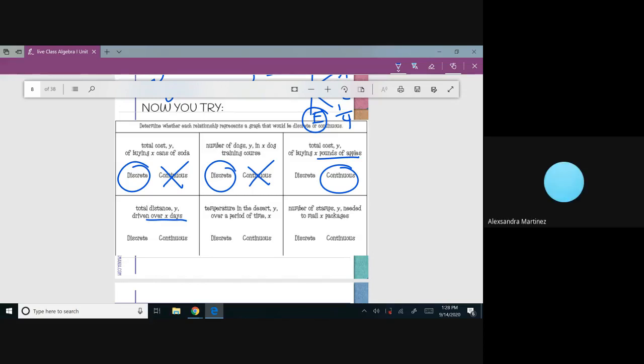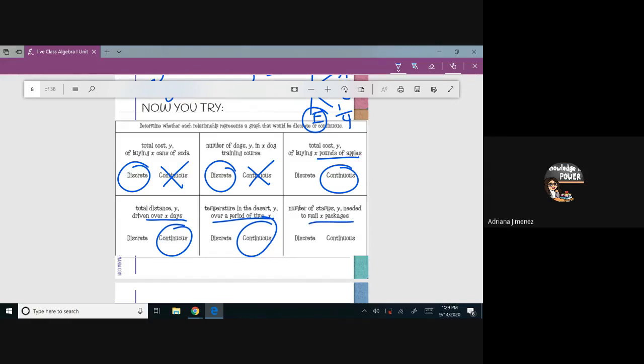Yes. Continuous. Temperature over a period of time, so time. So can you figure out the temperature in the desert in 10 minutes? Yeah. Can you figure it out in half an hour? Yes. So then would it be discrete or continuous? Continuous. There you go. Number of stamps needed to mail X packages.